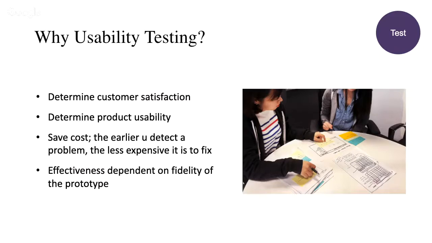Then we also have the effectiveness being dependent on the fidelity of the prototype. How good your test is depends on how good your prototype is, that is, how close it is to the final product. You will get more accurate results if your prototype is closer to your final product. So obviously, with a wireframe, you won't get as accurate feedback compared to a prototype, but you still need to wireframe your ideas first before moving to prototype, right?